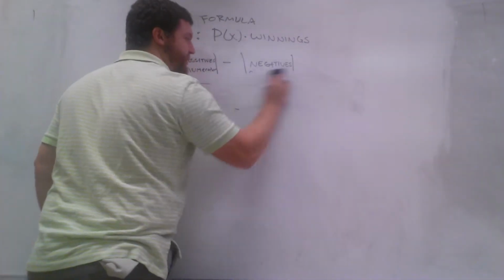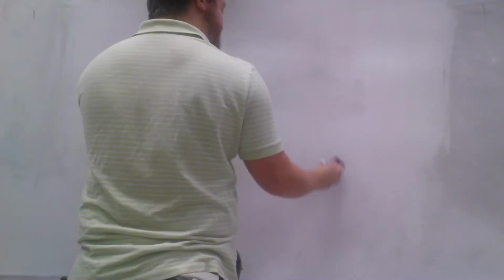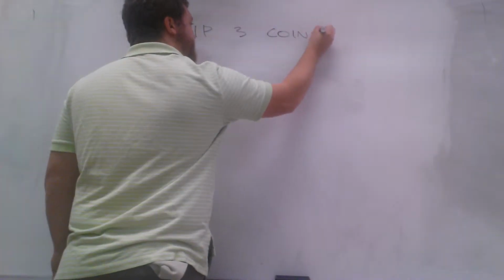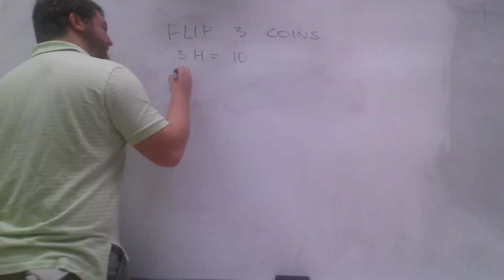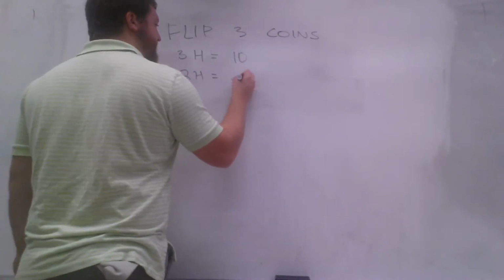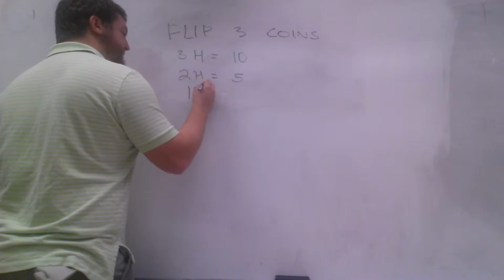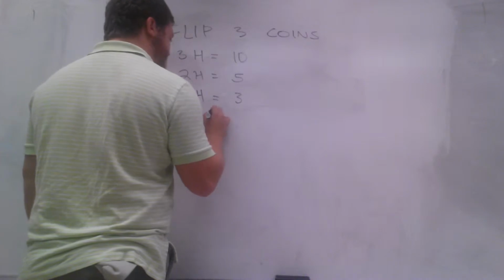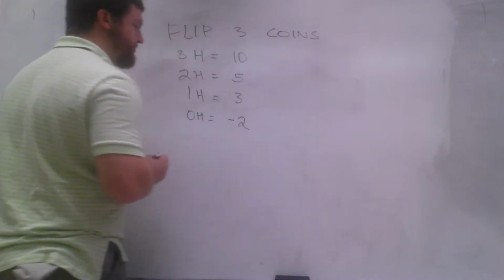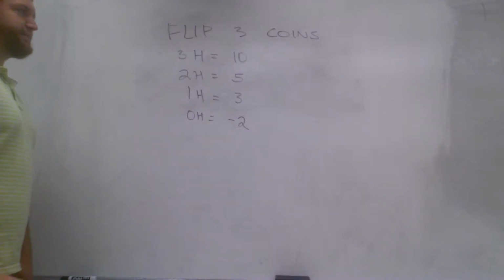Okay, so let's do a problem, see if we can figure this out as a class. First off, let's do one that does not have to do with dice, because we've done dice for like 4 days now. Let's do coins. So the game is this. You flip 3 coins. If you get 3 heads, you get 10 points. If you flip 2 heads, you get 5 points. If you flip 1 head, you get 3 points. And if you flip no heads, you lose 2 points. So that's our game.